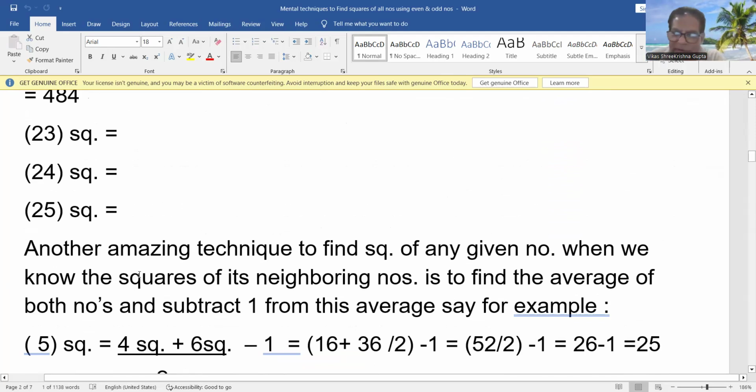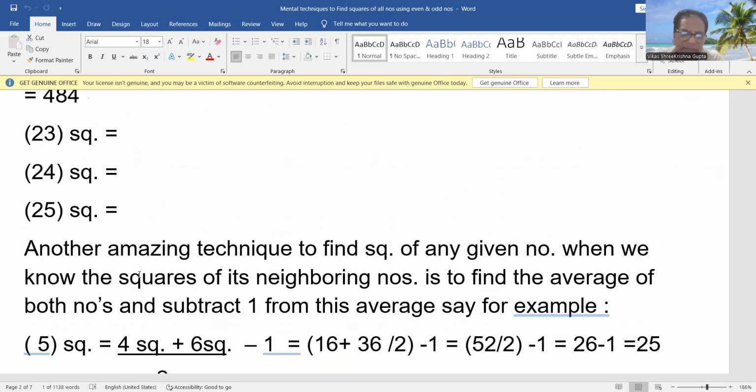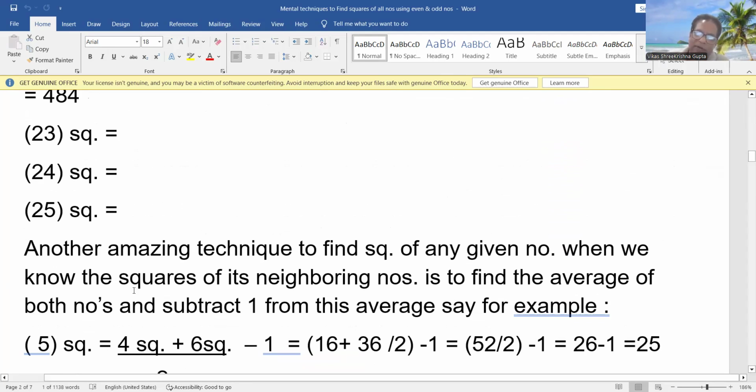Suppose you have to find the square of 76. What is the number before 76? 75. And the number after 76 is 77. So multiply 75 into 77 and then add 1 to that product. You get the answer of the square of 76. Any number, you can find.